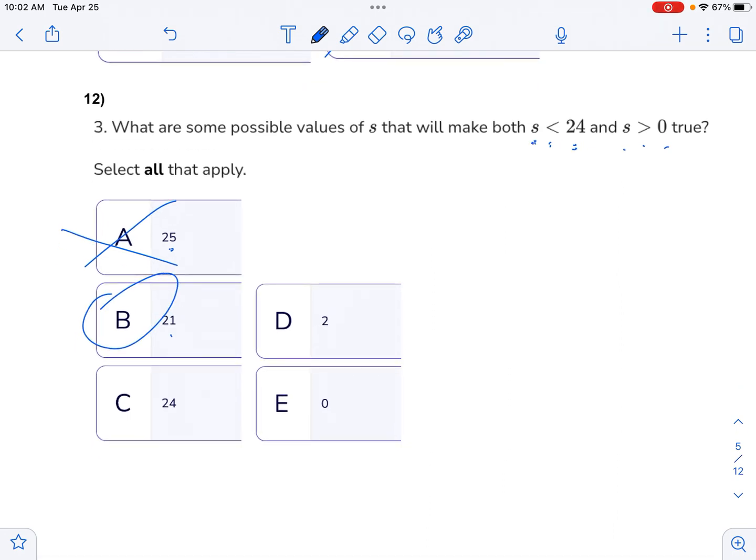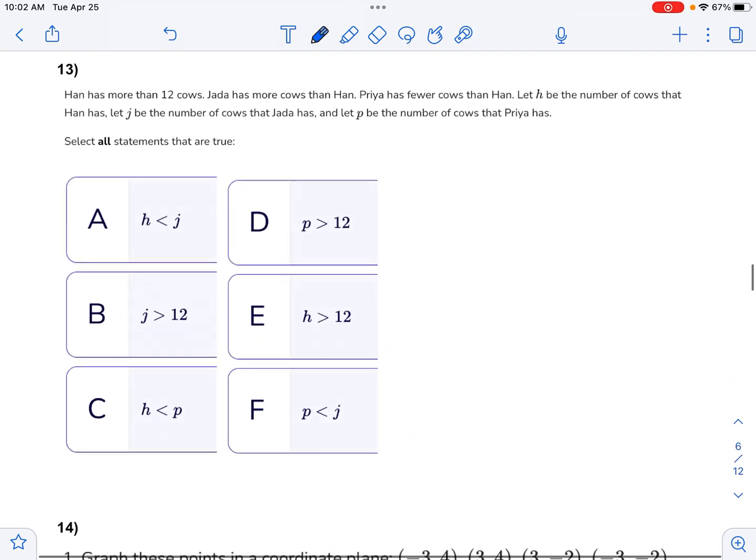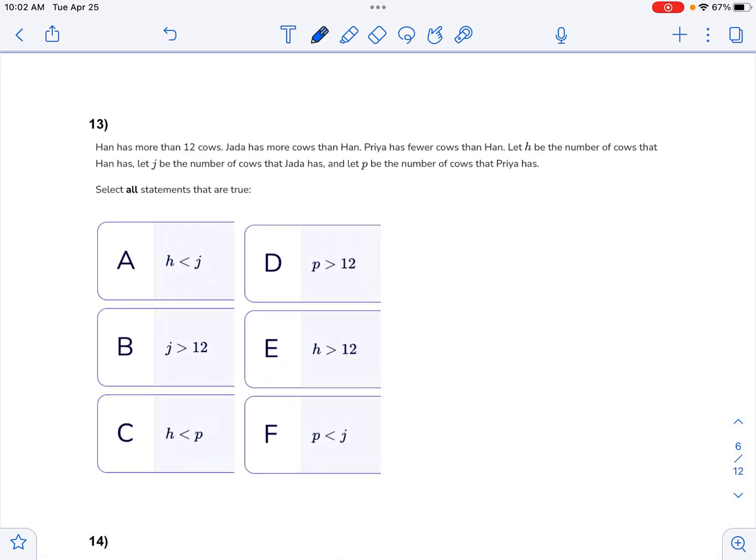Let's try 24. Is 24 less than 24? It is not. Let's try 2. Is 2 less than 24? Yes. Is 2 greater than 0? Yes. Let's try 0. Is 0 less than 24? Yes. Is 0 greater than 0? No. Only 2 of them work on that one. Ooh, the plot thickens. I'm almost ready for a snack.